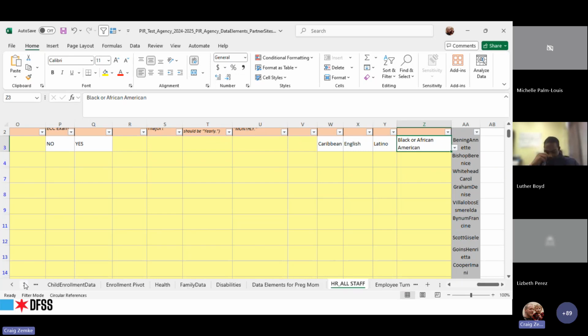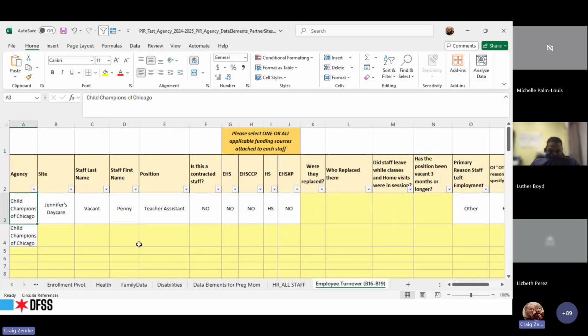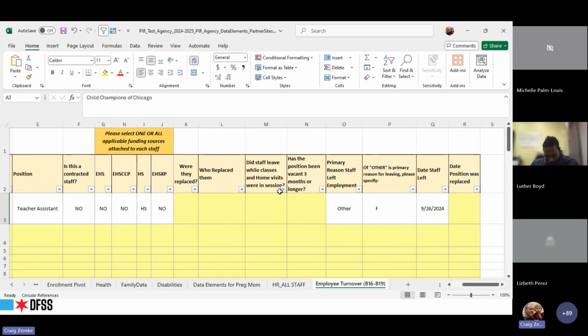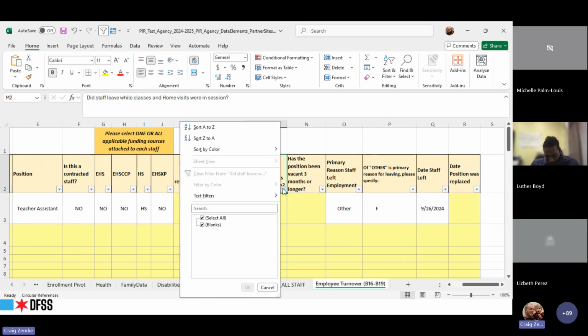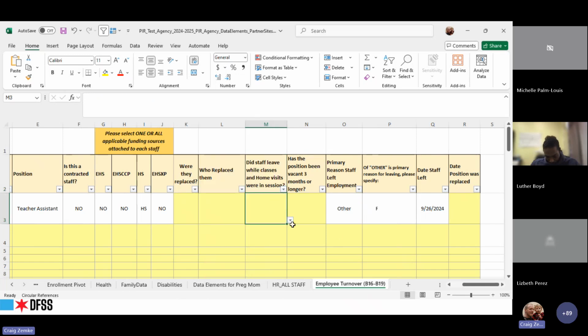All right. So, employee turnover. This is where you say that they've left. You include them on turnover if they left. Were they replaced? Did they leave while classes were in session? Yes. Has the position been vacant three months or longer? Yes. So if someone left and they haven't been replaced yet, this is where you document that.